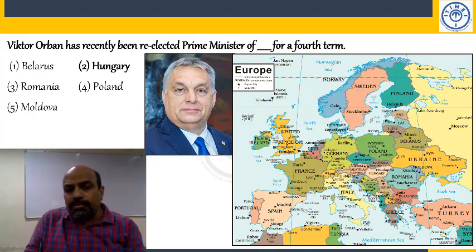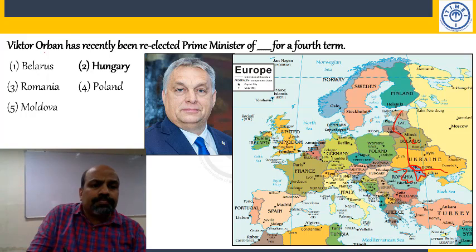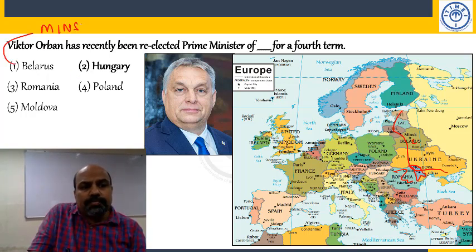Belarus, this is Belarus. Romania, this is Romania. Moldova, this is a tiny country of Moldova here. This was once a part of the Soviet Union. Ukraine, Belarus, all these were part of the Soviet Union. Anyway, Belarus, Minsk is the capital.